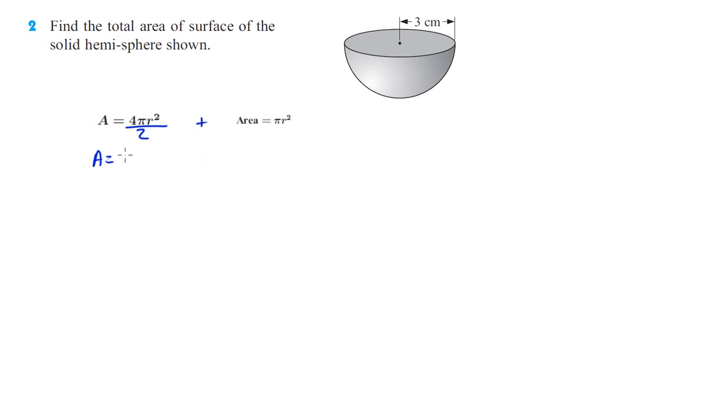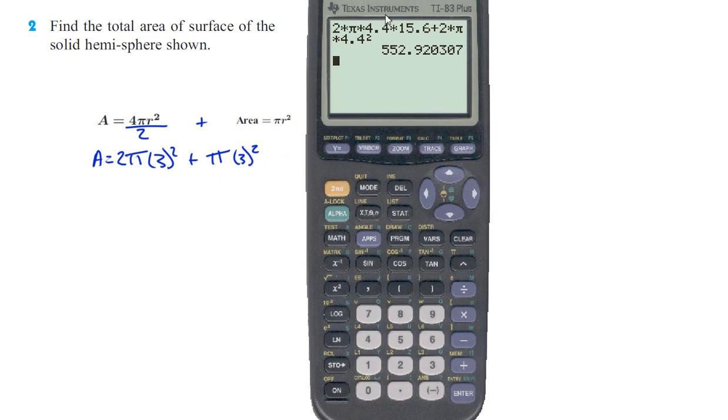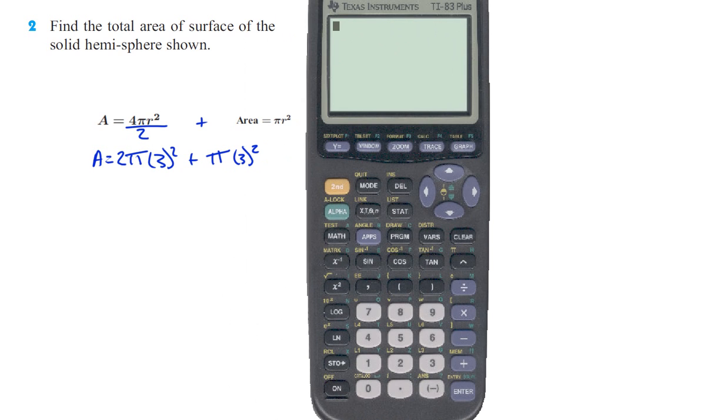So we got area is, instead of 4 divided by 2 is 2, so we got 2 times pi times our radius, which is 3, so 3 squared, plus pi times our radius squared. That's the area of the circle. That's the area of the hemisphere. Okay, so let's put that in and see what we get. All right, so there it is. I'll enter the calculator, and we get 84.82. So I'm going to go with 84.8.